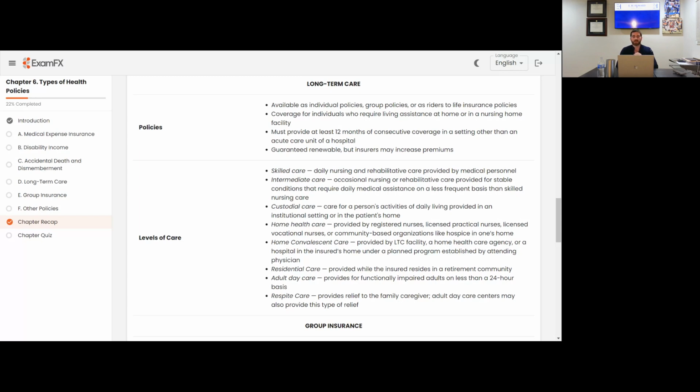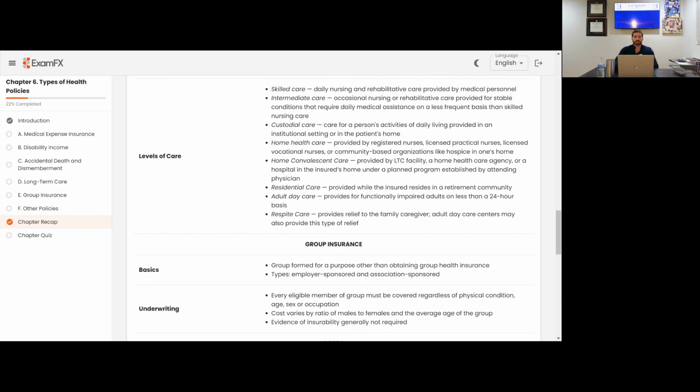Guaranteed renewable, but insurers may increase premiums. More often than not, guys, they are going to increase premiums on you. And that's why long-term care has kind of become forgotten about or diminished as a standalone long-term care policy. That's why you see it on so many life insurance policies, because you get the 2-for-1 aspect with the life insurance and the long-term care. And because with long-term care, if you don't use it, you kind of lose it, and they're going to raise premiums. In the longevity of things, it's a lot better to try to find a life insurance policy that has that long-term care rider.